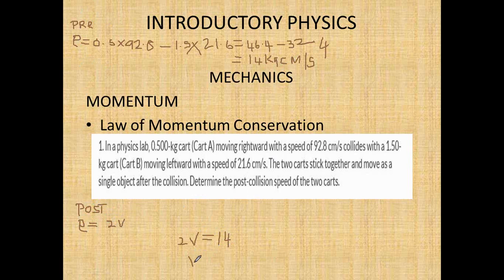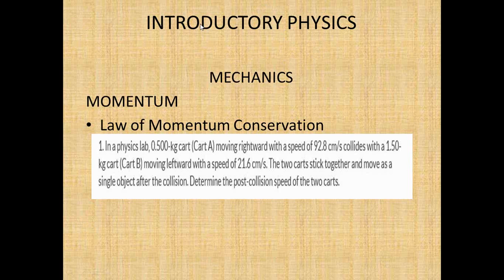And when you solve for v, you get 7. It's positive 7. So what that tells you is that when they collide, they're going to move to the right. They're going to move to the right with a velocity of 7 centimeters per second. Pre-collision momentum is equal to post-collision momentum. All right, so let's erase that and let's move to the next problem.